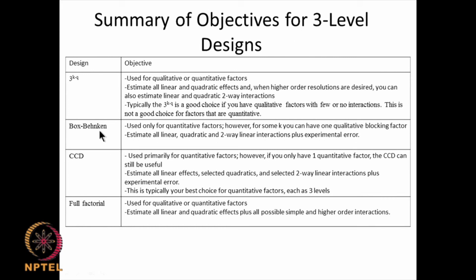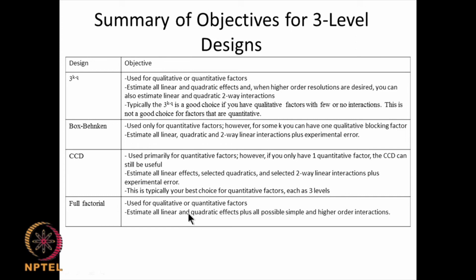Now, we looked at the Box-Behnken design. We can use it for quantitative factors, and also for linear, quadratic, two-way linear interactions and so on. Then we came to CCD. The advantage of CCD is it can look at almost 5 different levels, because we have star plus alpha and minus alpha, unlike any other designs we are talking about. We can estimate linear effects, quadratic effects, two-way linear interactions and so on.